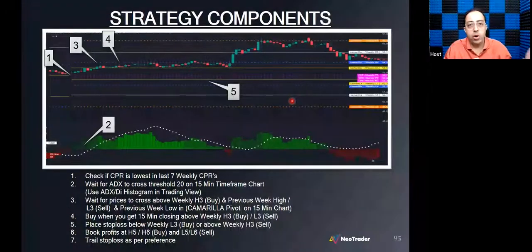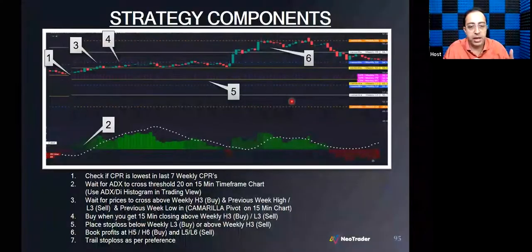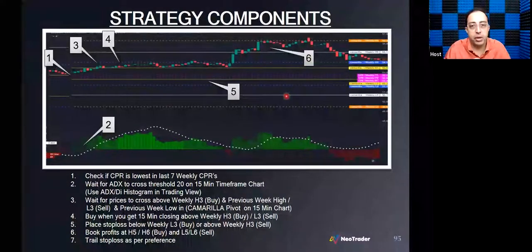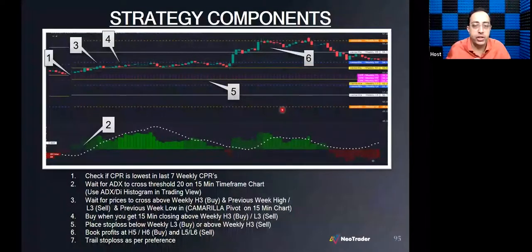Now, when you want to go on the short side, your stop loss will always be below the CPR. Or if you are feeling that the CPR stop loss is lower, then you can move the stop loss to below H3, right? So in Fibonacci, you have got R1, R2, R3. In Camarilla, you have got H1, H2, H3.